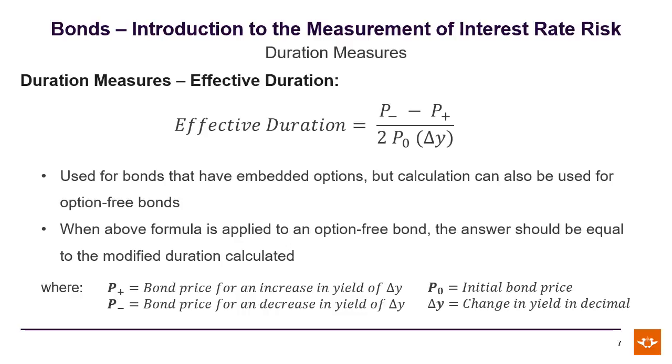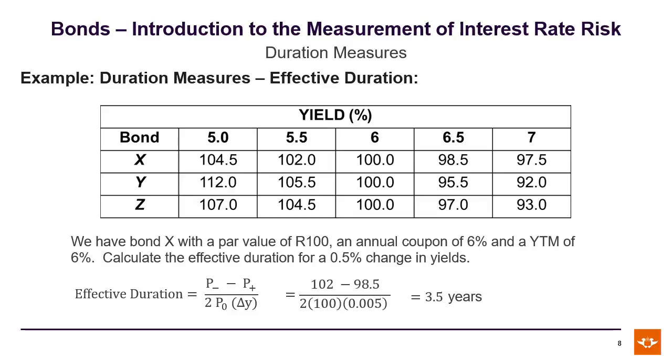Now I'm going to look at an example on how to calculate the effective duration. We have a table with 3 bonds, X, Y, and Z. We're given their prices at various yields. We're going to be focusing on bond X. It has a par value of 100, an annual coupon of 6%, and a yield to maturity of 6%. We would like to calculate the effective duration for a 0.5% change in yields. Looking at X, the price at 5.5% is 102 and the price at 6.5% is 98.5. So for a 0.5% change in yield, this bond has an effective duration of 3.5 years.